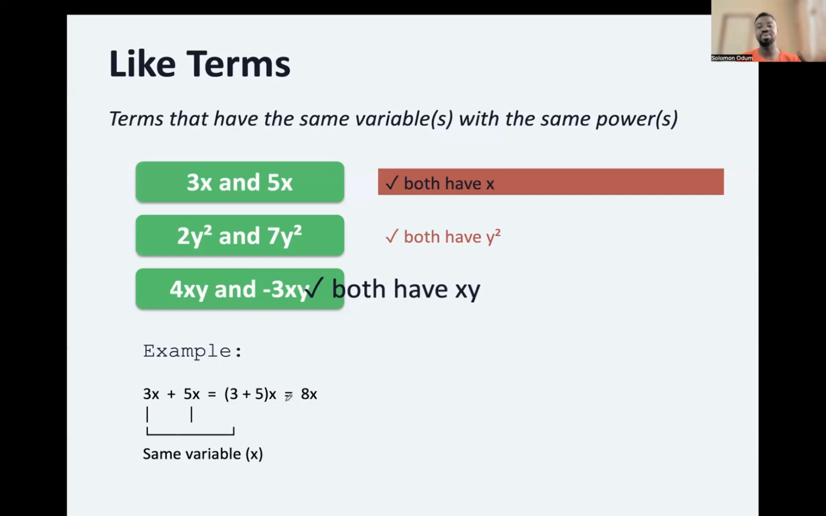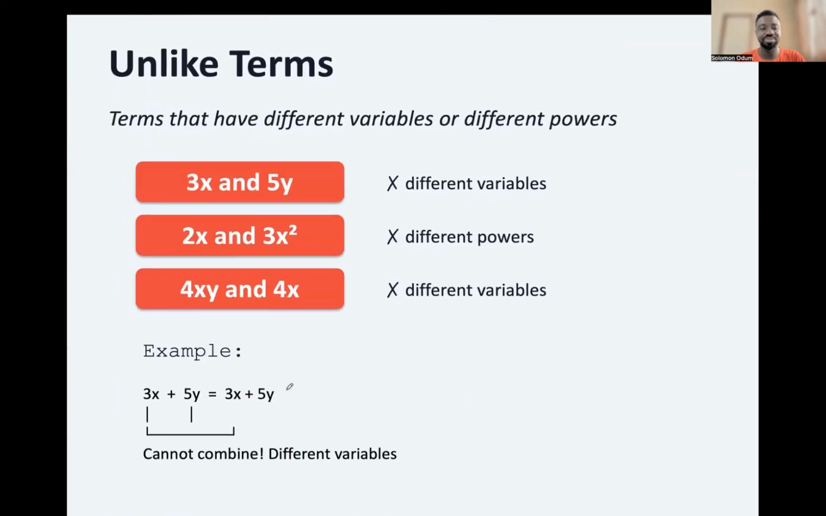Now unlike terms are the opposite of like terms. That is, the variables are different or the powers are different. With 3x and 5y, the variables are different, an x and a y. For another example, 2x and 3x squared, the powers are different: power 1 and power 2. So we cannot add or subtract them.